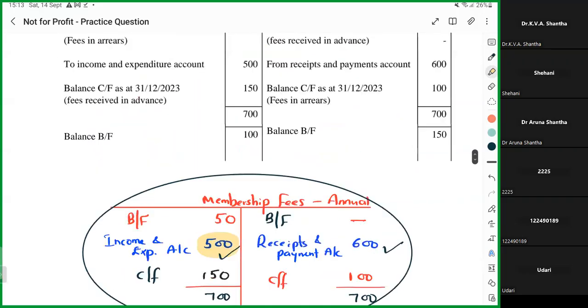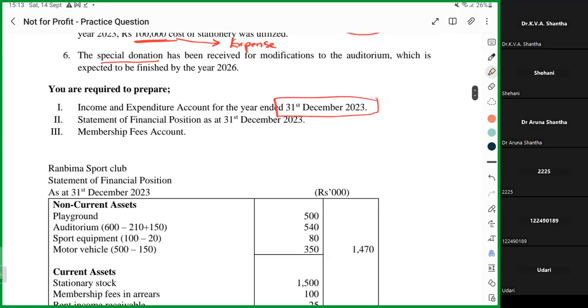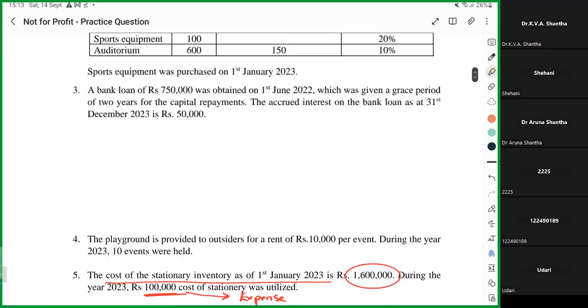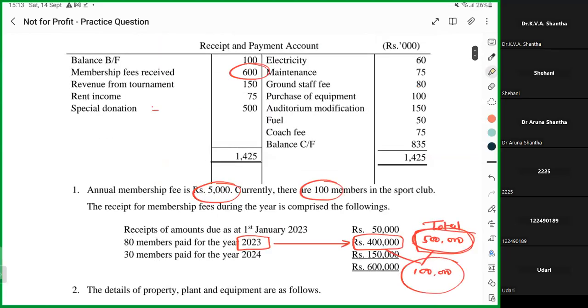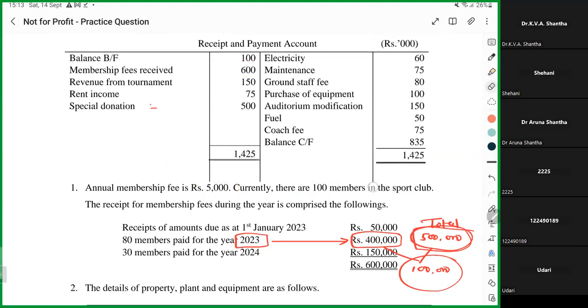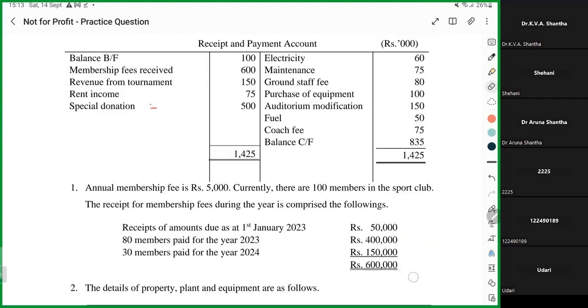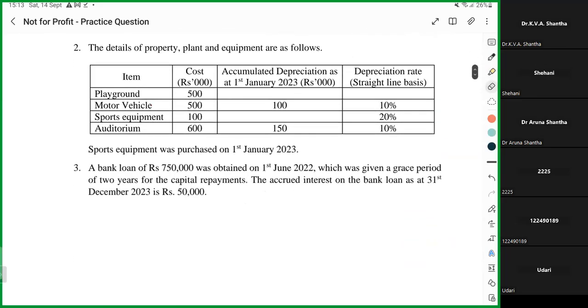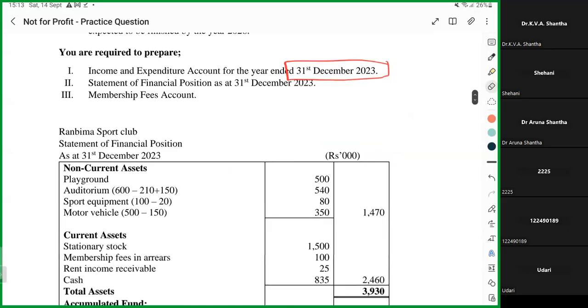Then we can move on to the income and expenditure account. So you have to find out the income during the year and expenses for the year. You can prepare it as an account or as a statement. So in the answer, I have given it as a statement.